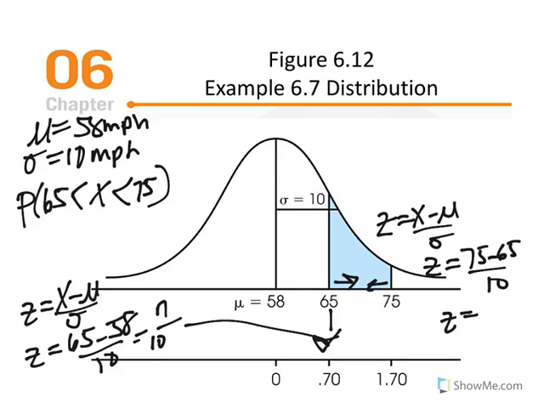Z is equal to 75 minus, oops, I made a mistake there. I'm going a little too fast. So I was subtracting the other score when it should be the mean of 58. So 75 minus 58 divided by 10. 75 minus 58 is 17 divided by 10. So z is equal to 1.7, which is this z-score here. So again, we relabeled that score.